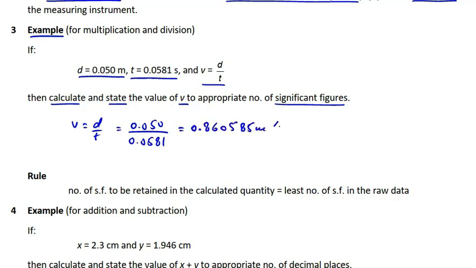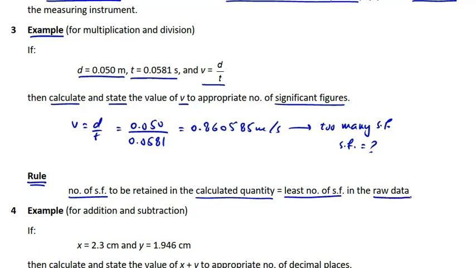0.860585 meters per second. Now see students, the calculated value of v has too many significant figures and it needs to be rounded off. But the question is to how many significant figures? Let's see what the relevant rule says here. The rule says that the number of significant figures to be retained in the calculated quantity should be equal to the least number of significant figures in the raw data.